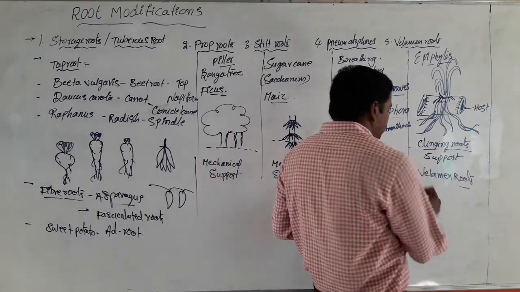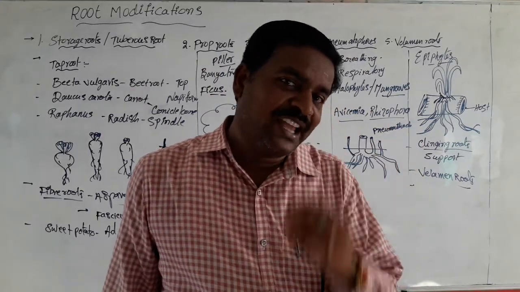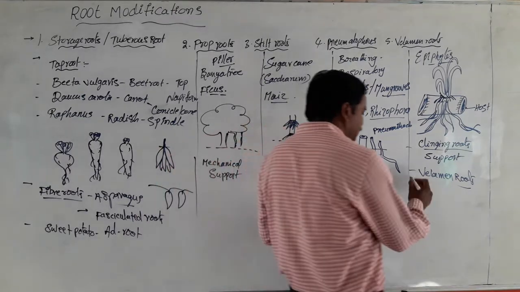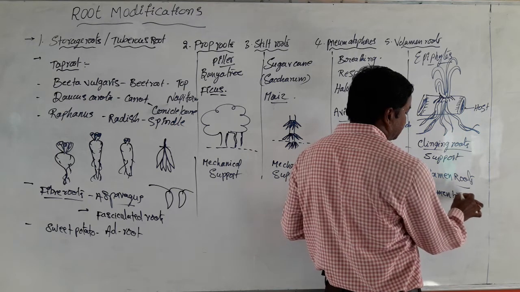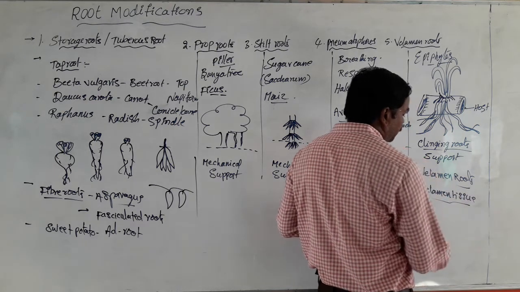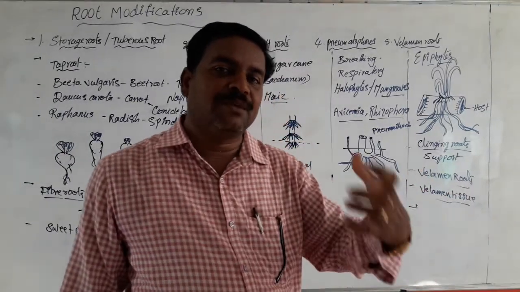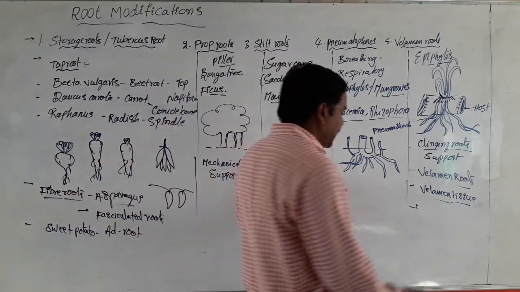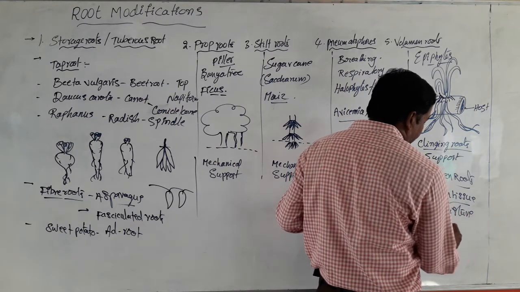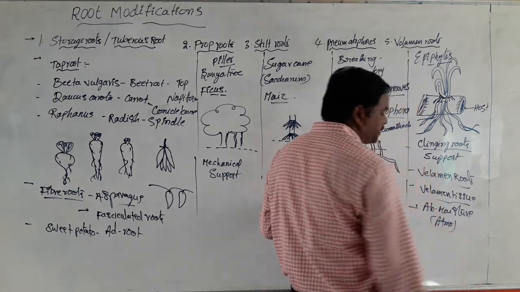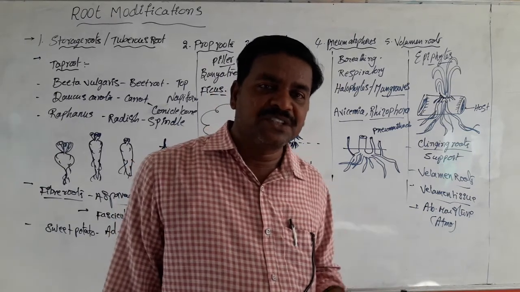These velamen roots contain a dead, hygroscopic, sponge-like tissue. Such dead hygroscopic sponge-like tissue is called velamen tissue. This velamen tissue has the ability to absorb moisture from the atmosphere. Why do these plants absorb moisture from the atmosphere?